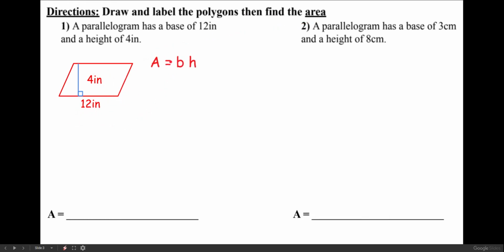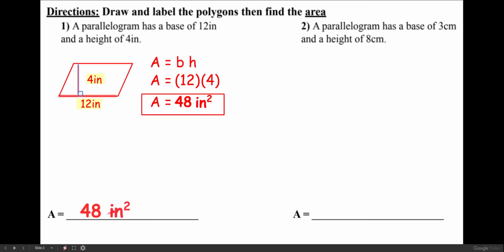Well, area for a parallelogram is base times height. And we do need to write the formula. So we fill in the information we know. The area is base, which is 12, and the height, which is 4. Let's simplify this. 12 times 4 is 48. And what unit is it in? Well, it's in inches, so the area is in inches squared. So we measure this with square inches. Let's write that down for the area, 48 inches squared.